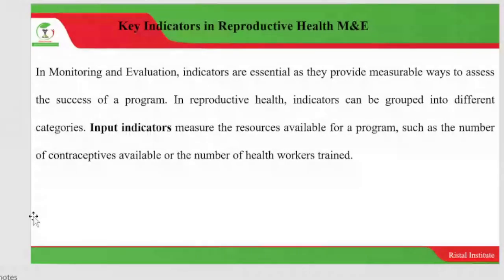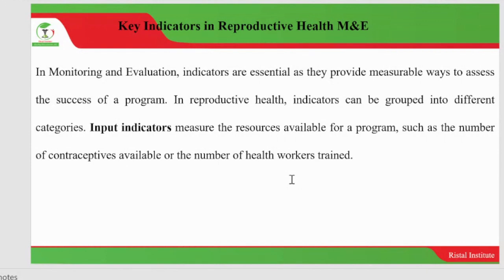So the same way you are able to see the results framework in monitoring and evaluation, you should be as well able to define your indicators in whatever field that you're operating in. You should be able to define your indicators in that level. So here in reproductive health, we can say we have input indicators where we measure the resources that are available for the program, such as the number of contraceptives available or the number of health workers that have been trained.